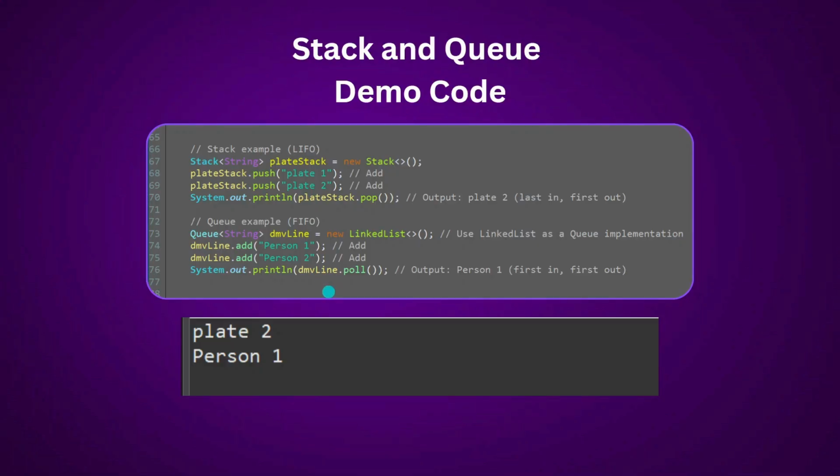And notice that in the Java code, while the stack is simple, we used a LinkedList class to implement the queue interface, as shown here. This is common practice because LinkedList is efficient for adding to the end and removing from the beginning.